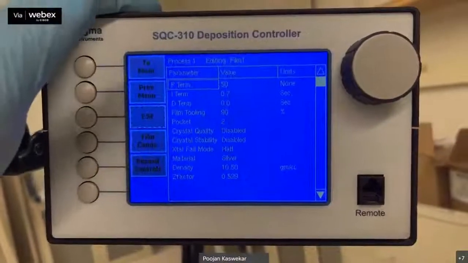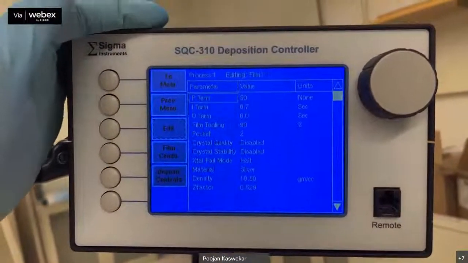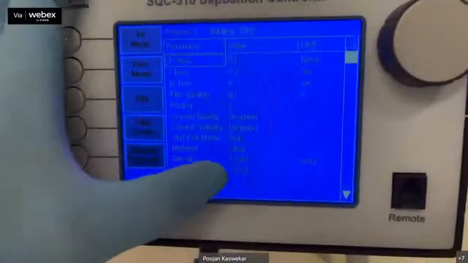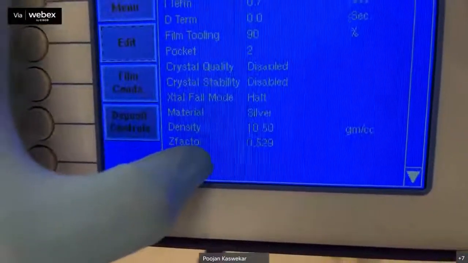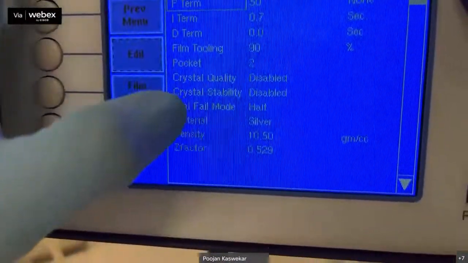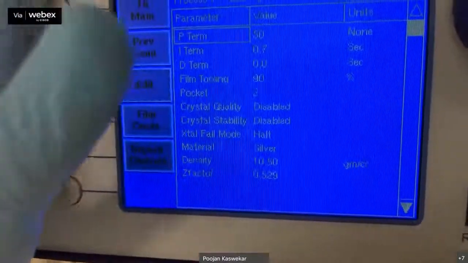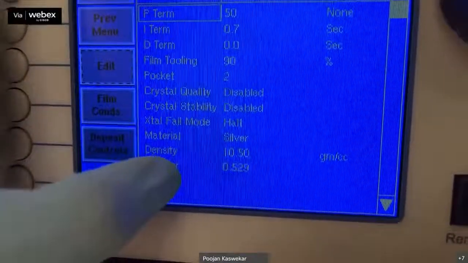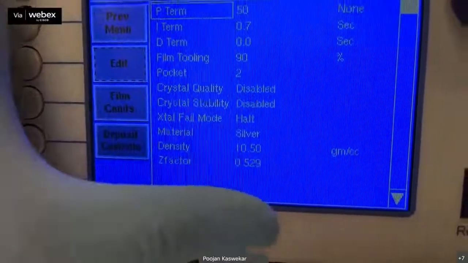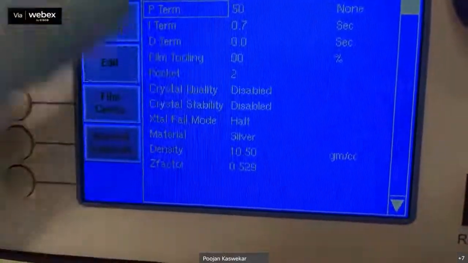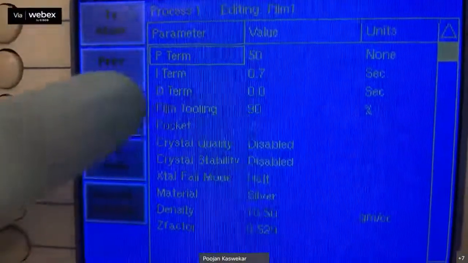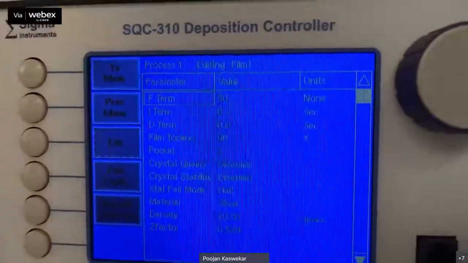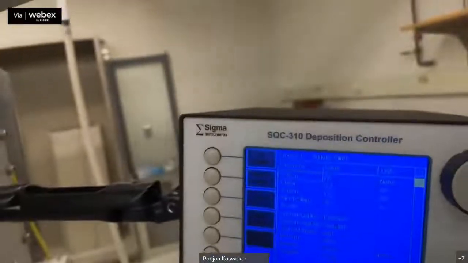So the three things you need to know about a material when you are going to evaporate or do the vacuum deposition are the density of the material, the Z factor, and the tooling factor. Normally the density and Z factor will be available from the manufacturer, but if not known, there are some particular ways to calculate them. If anybody is interested to deposit some material, I can certainly share that. The film tooling factor basically depends on the height of the sensor to the hot source. I will show you what it means.